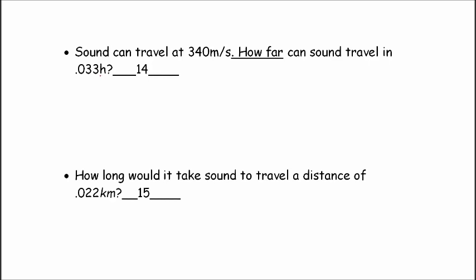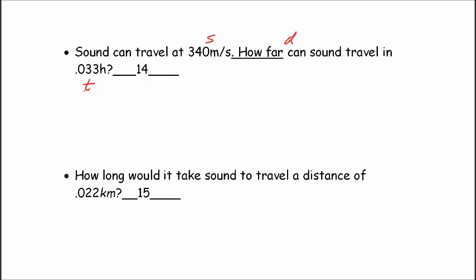Well, there's a couple of things to look at. First, let's go ahead and identify the information that we have in the problem and assign a variable to it. It says sound can travel at 340 meters per second, and of course meters per second, that's a speed, so we'll label that S for speed. How far can sound travel? Well, we're asking here how far can it travel. That's a distance, and of course we're given a time, 0.033 hours, so we'll label that T. It's always a good idea to go through the question, identify the information that you have, and label the variables in the question. It just helps you keep things organized.